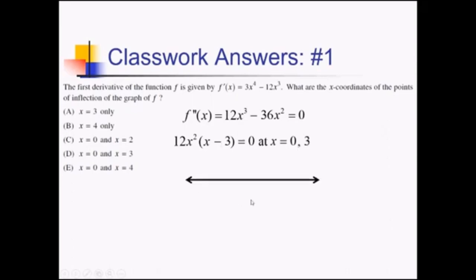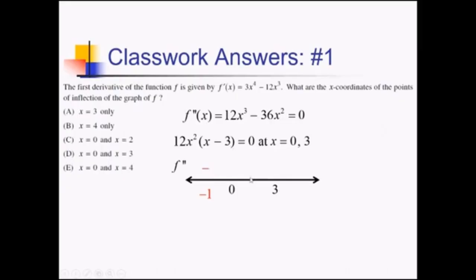Setting those up on an f double prime number line, test something from each interval. Let me test out negative 1 over here. Now this x squared is going to make things positive when you plug it in. So really, it's just this x minus 3 that determines the sign, because 12x squared is always going to be positive. So negative 1 minus 3, that's a negative.